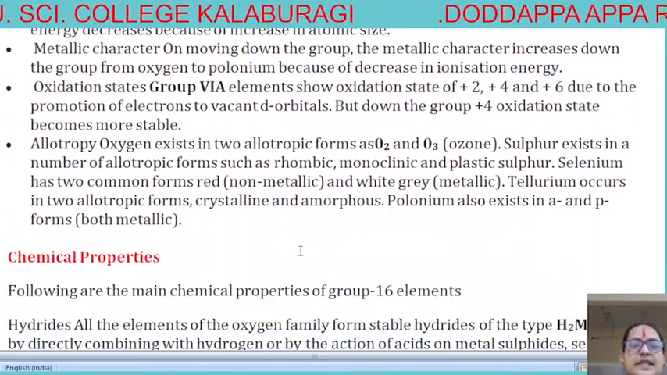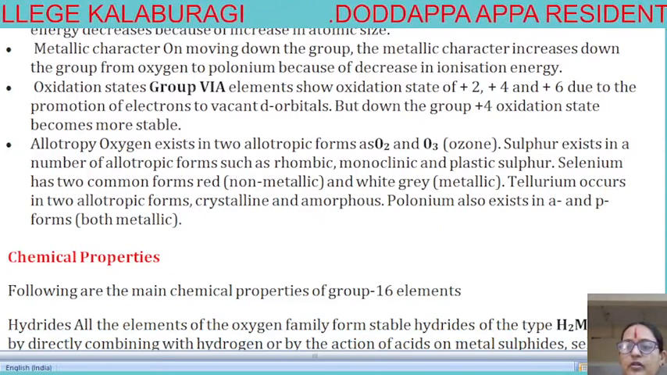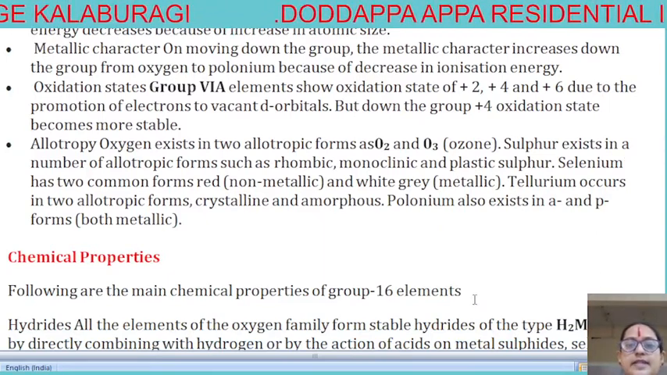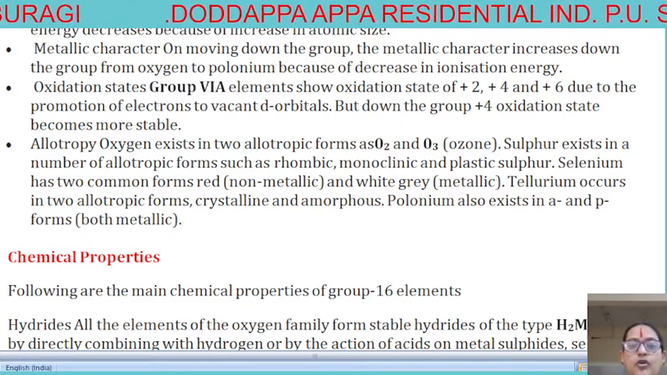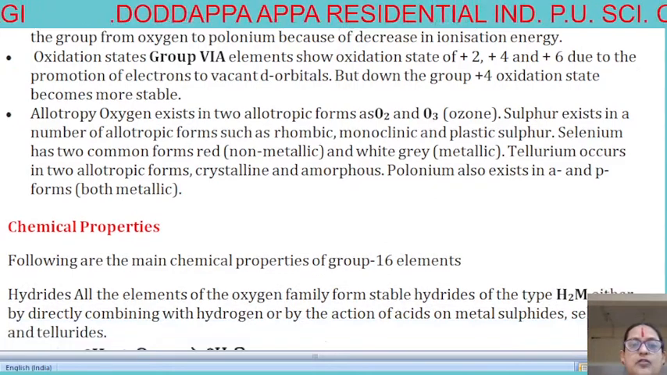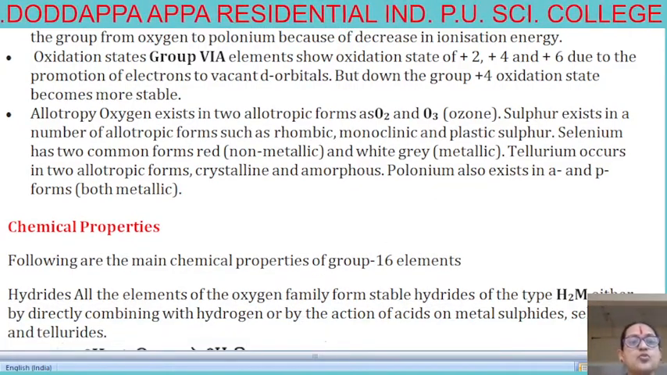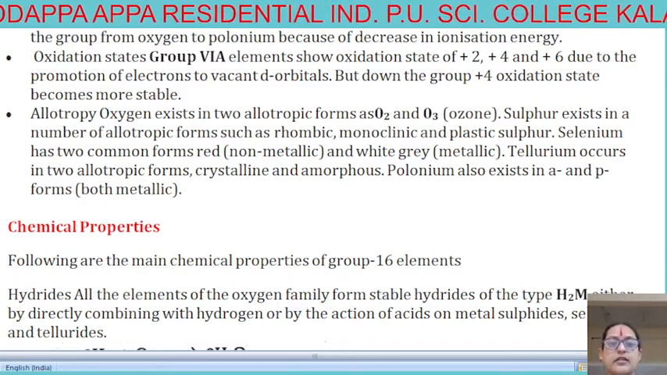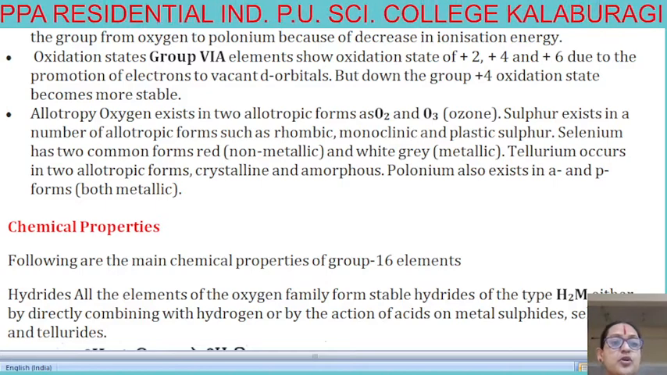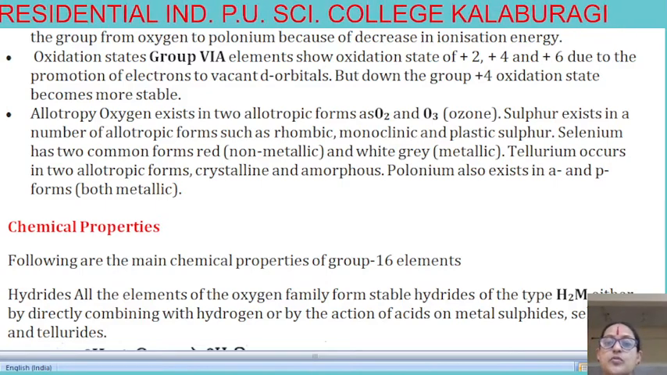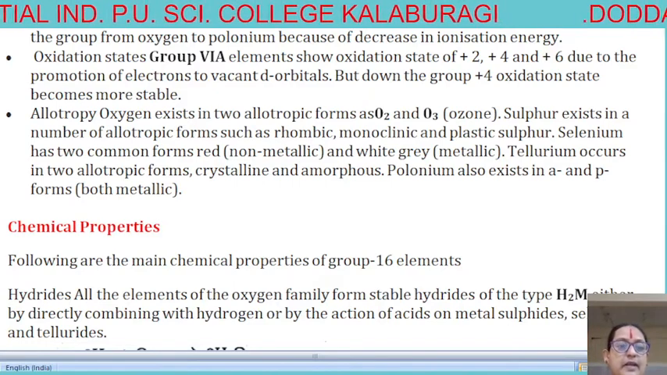Allotropes: oxygen exists in 2 allotropic forms, that is O2 and O3. Sulfur exists in a number of allotropic forms such as rhombic, monoclinic and plastic sulfur. Selenium has 2 common forms, red non-metallic and white and grey metallic. Tellurium occurs in 2 allotropic forms, crystalline and amorphous. Polonium also exists in 2 forms, both metallic.